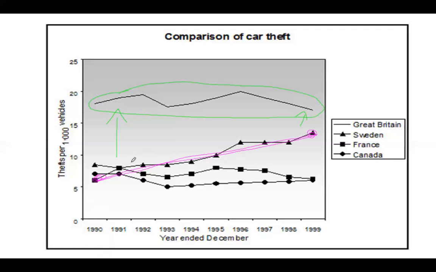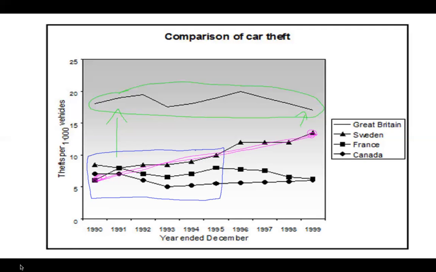The third key feature I would say is that in the first 5 years, so from 1990 to 1995, I would say Sweden, France, and Canada had very similar results. They were not exactly the same, but approximately quite similar. They had similar results in the first 5 years. So that's my third key feature.